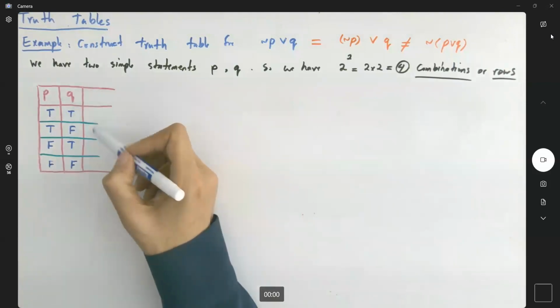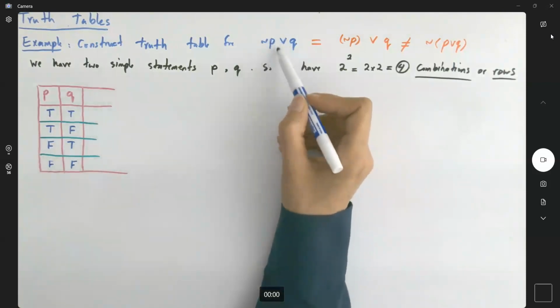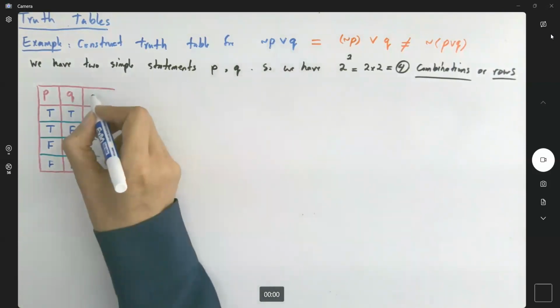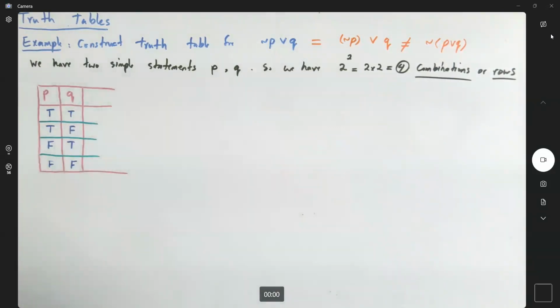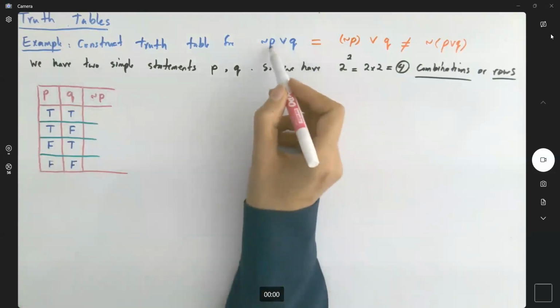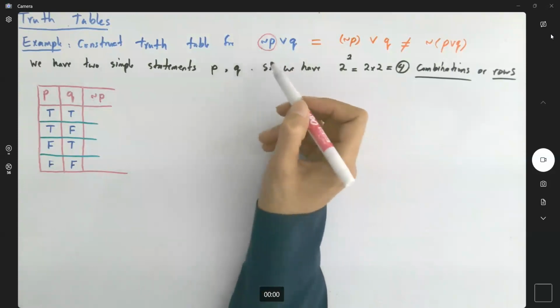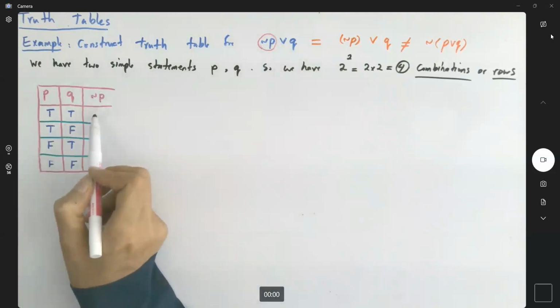So what goes as the third column? Hey, I know I need to have the negation of P. So I need to find the negation of P. Negation of P, in a different color. Why is that? Because the negation of P plays an important role here. Okay, I already know the values for P. I just need to find the negation of them.